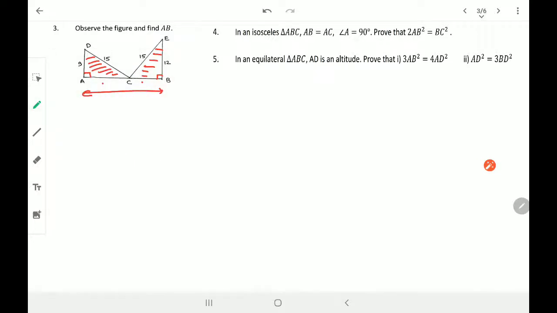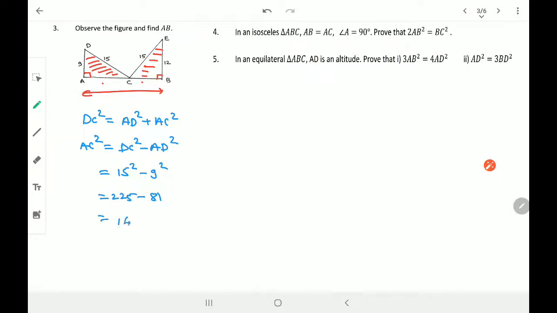I'm just going to do it in a short way, like DC square. I know that DC square is equal to AD square plus AC square. Hope you understand. DC is hypotenuse. So we have AC square is equal to DC square minus AD square. Clear? AC square is equal to DC square minus AD square, which is 15 square minus 9 square, which is 225 minus 81. How much is 225 minus 81? It is 144, AC square. So what will AC be equal to then? Of course 12, and that's it. AC is 12. Similarly, I'll find BC.